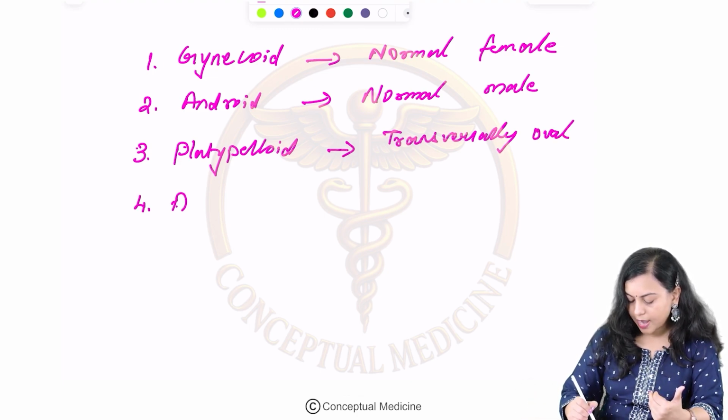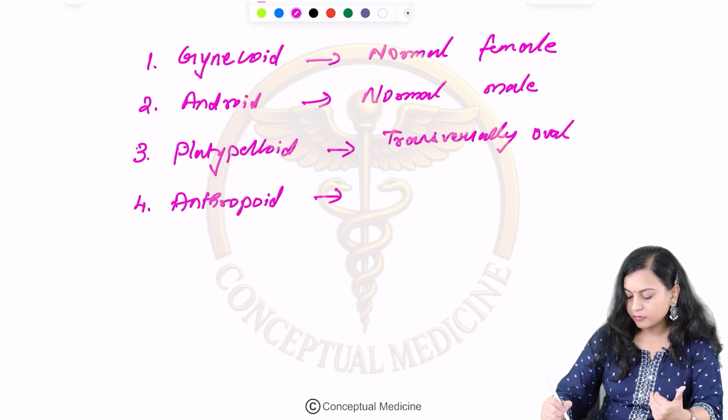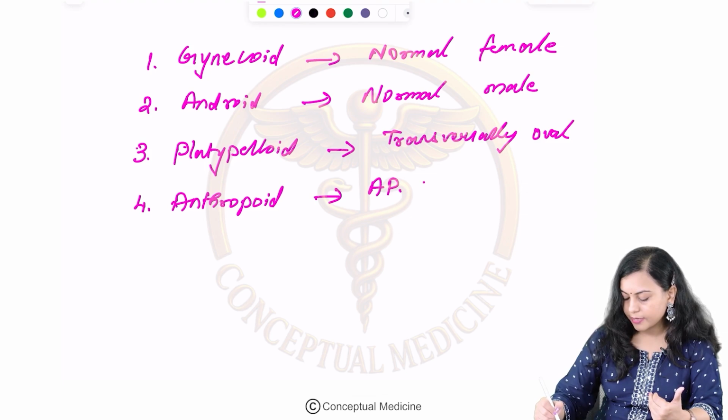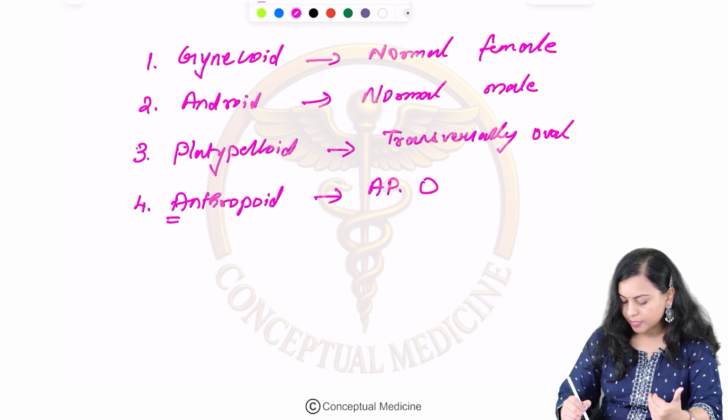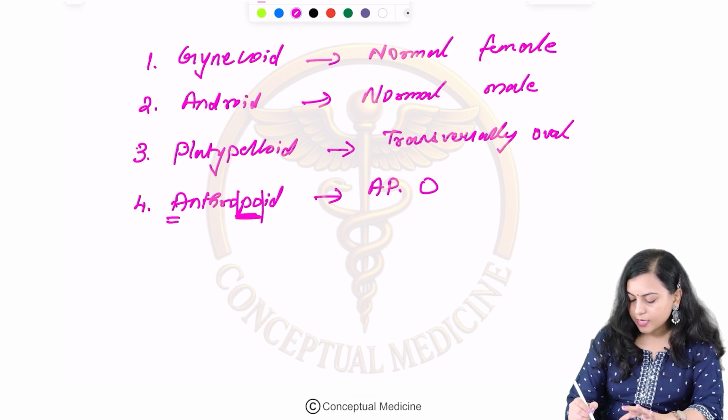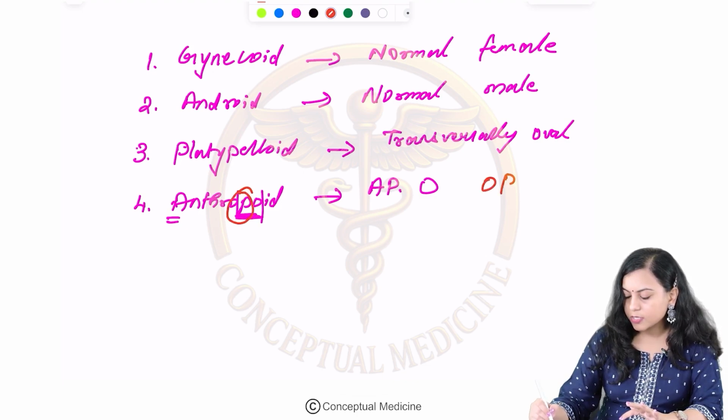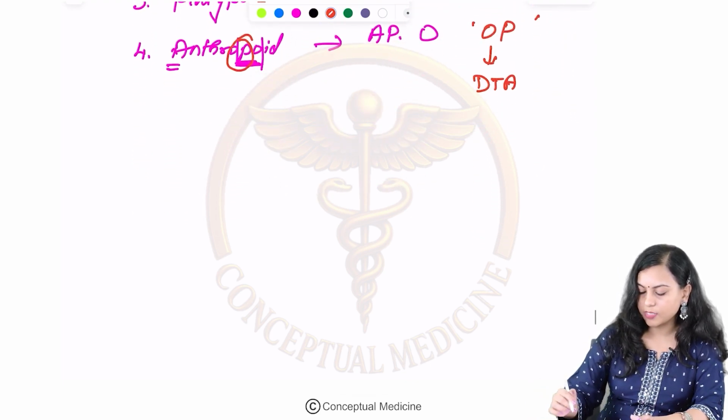And anthropoid pelvis is an anteroposteriorly oval pelvis. From here itself we can pick up. It is anteroposteriorly oval, and again you can pick up the word OP here. So it is occipito-posterior position. So when there is occipito-posterior position, it will lead to deep transverse arrest.